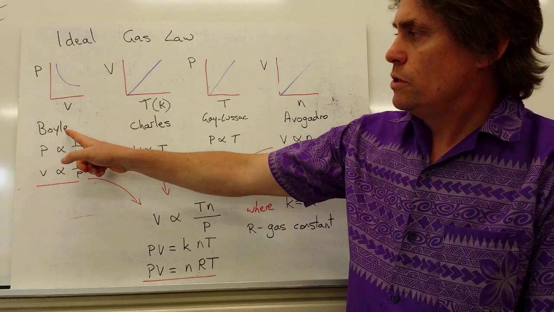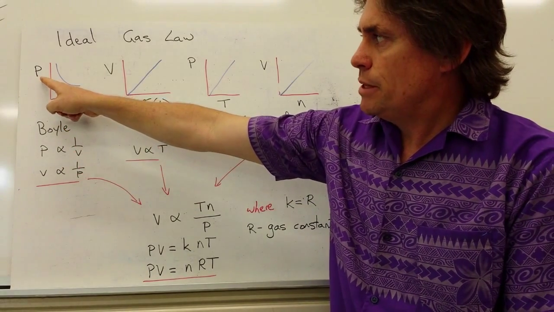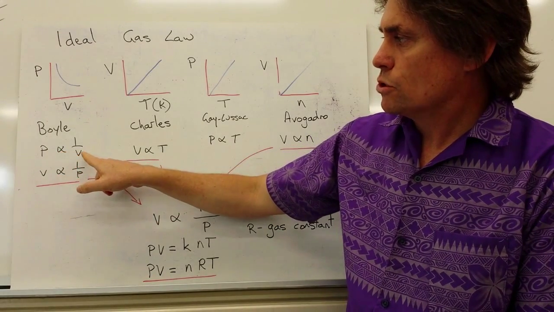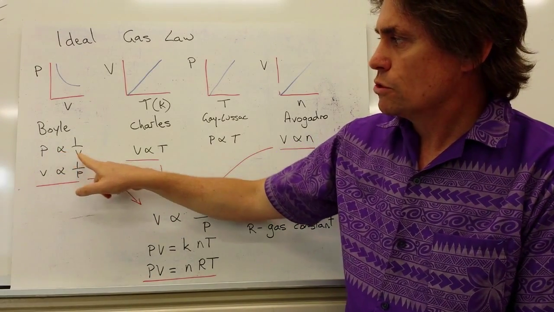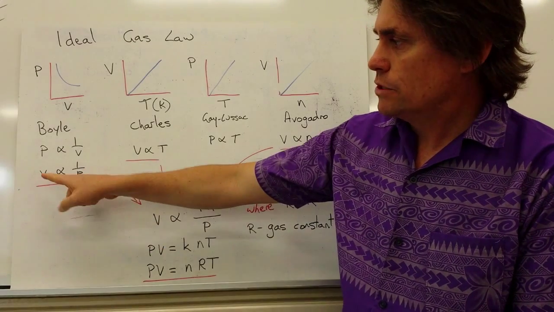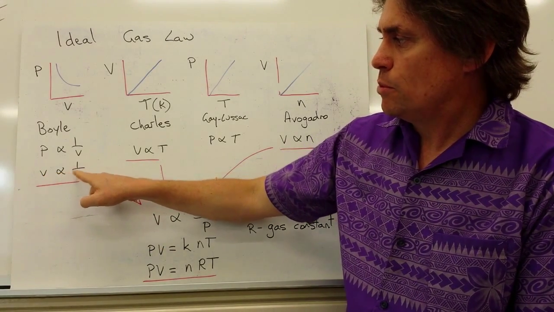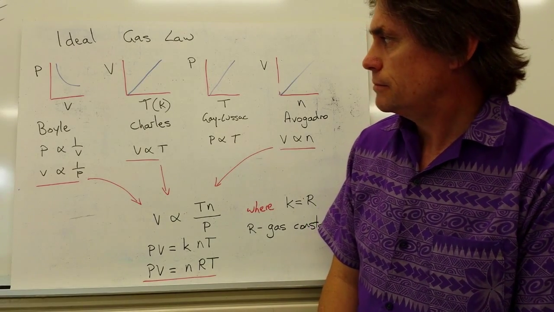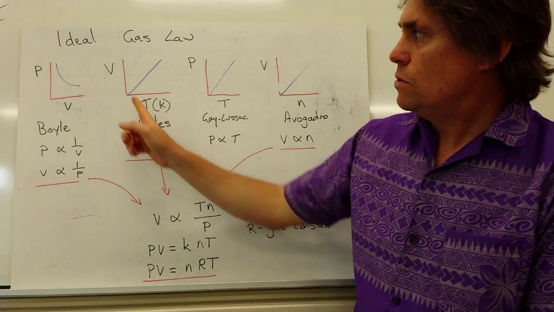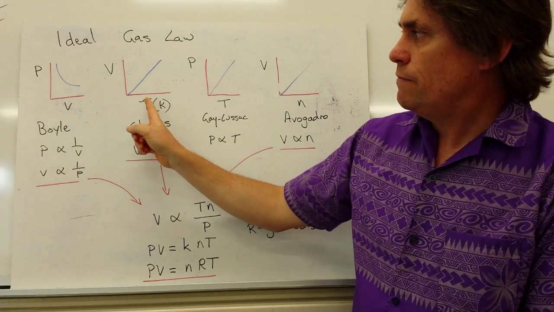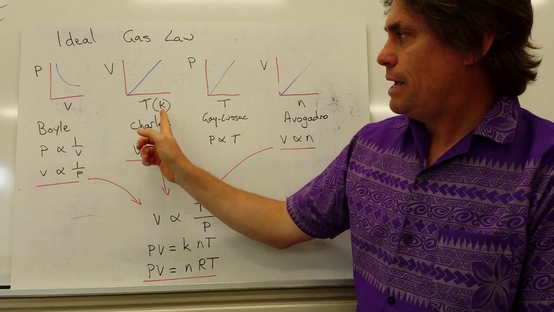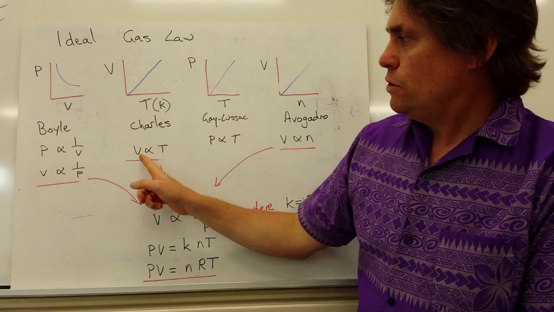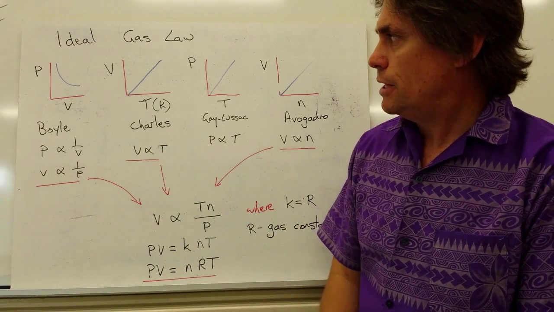We've got what's known as Boyle's law, which is the relationship between pressure and volume. And what we found was that pressure was inversely proportional to volume, or pressure is proportional to 1 over V. Now we can also rearrange that as volume is proportional to 1 over P, or inversely proportional to pressure. In Charles' law, we found that there was a relationship between volume and temperature, and we had to have that temperature in Kelvin. So we found that volume was directly proportional to temperature.